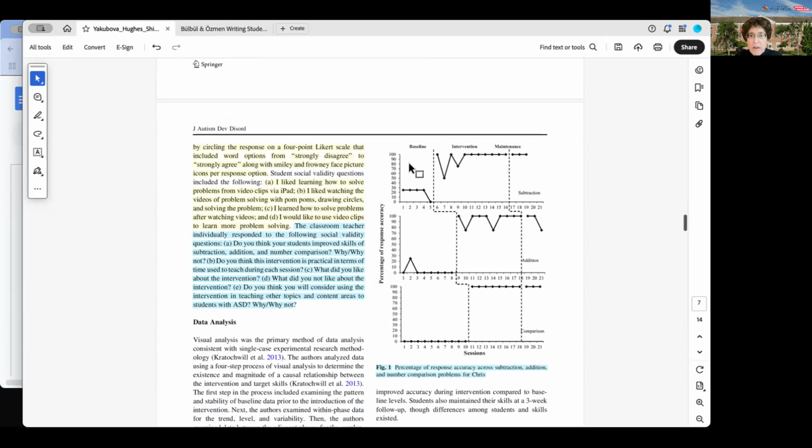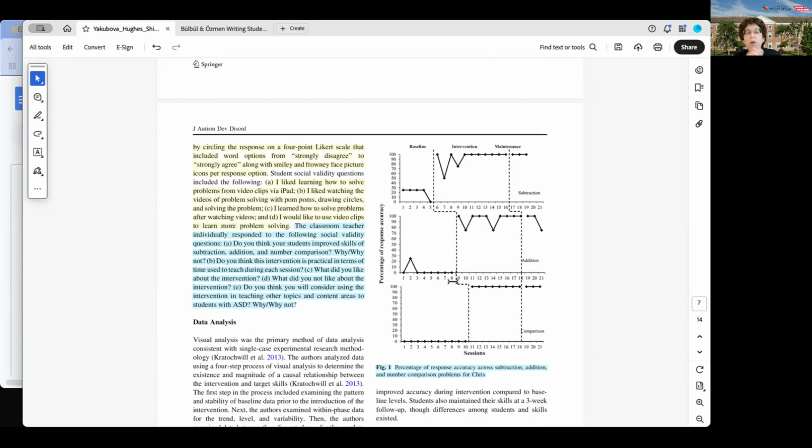And then we get to the data analysis. And so then here is the design, baseline, intervention, and maintenance. And these dashed lines are showing you when each phase starts. So baseline was 5 sessions for the learning of subtraction and 7 sessions to learn.